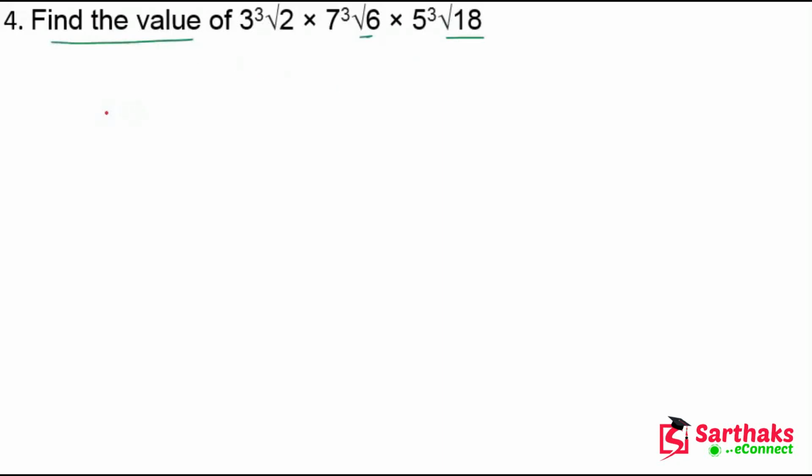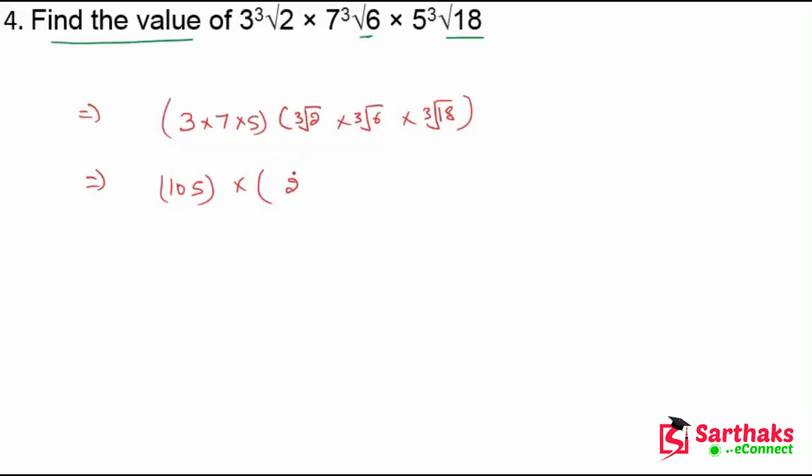Let's do that. Now this is again a very easy question. So here we can write 3 into 7 into 5, into cube root of 2 into cube root of 6 into cube root of 18. Understand? Now if you multiply this, we get 105. Now we can write the cube roots as 2 raised to power 1 upon 3, into 6 raised to power 1 upon 3, into 18 raised to power 1 upon 3. Understand?